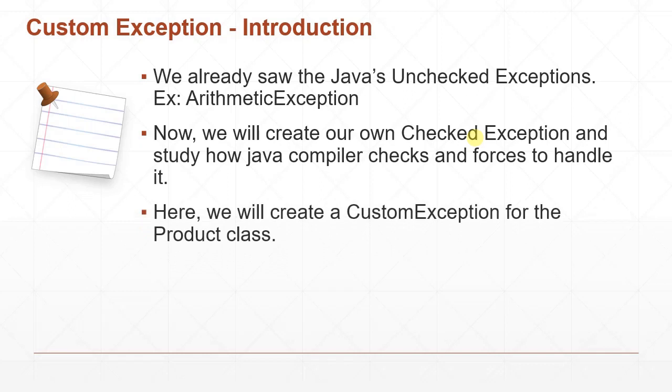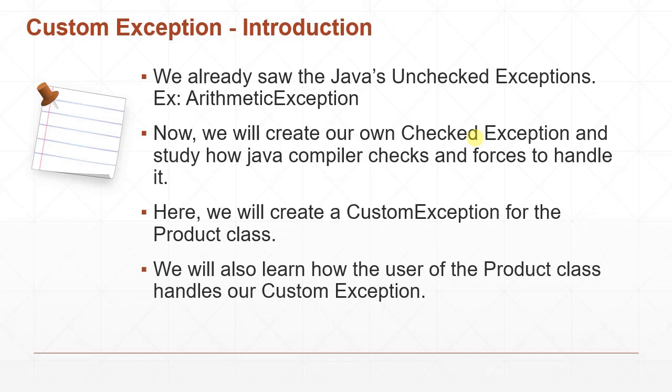Here we will create a custom exception for the product class. So the custom exception falls under checked exception, right? That means we are going to create a product class, then we will create a custom exception, then we will throw that custom exception from this product class. Then whoever is using this product class will handle our custom exception. We will see all of that in this video demo. We will also learn how the user of the product class handles our custom exception. As already told, that's also part of this video.